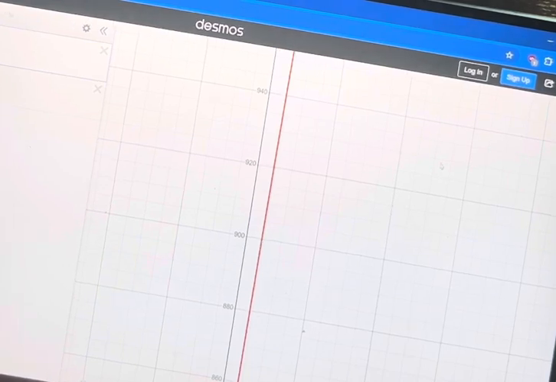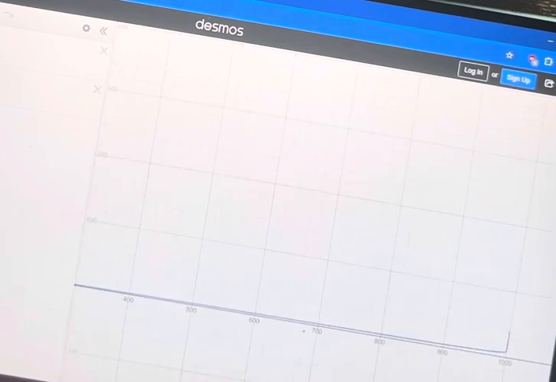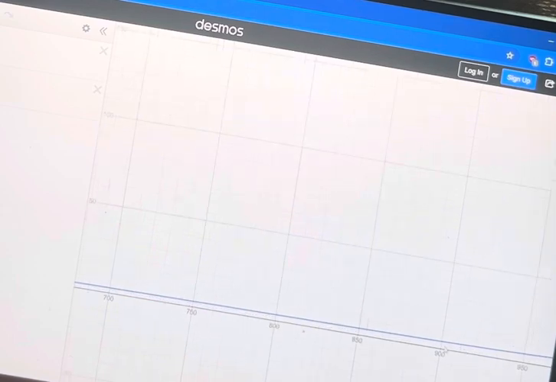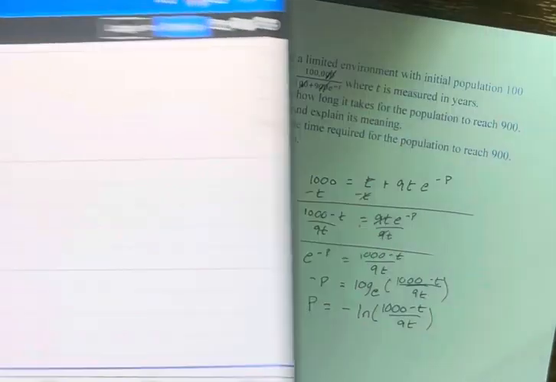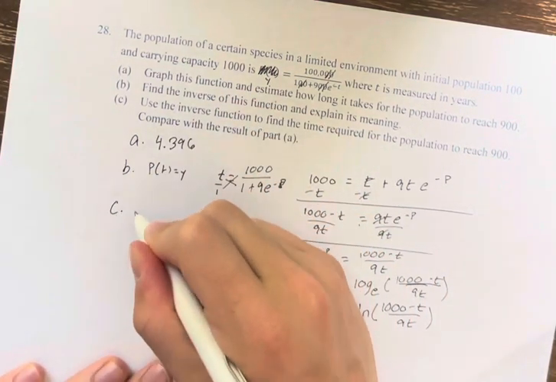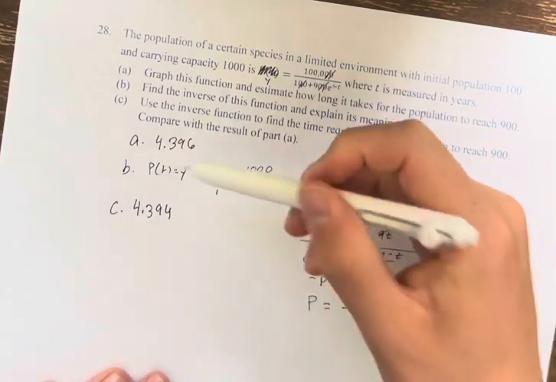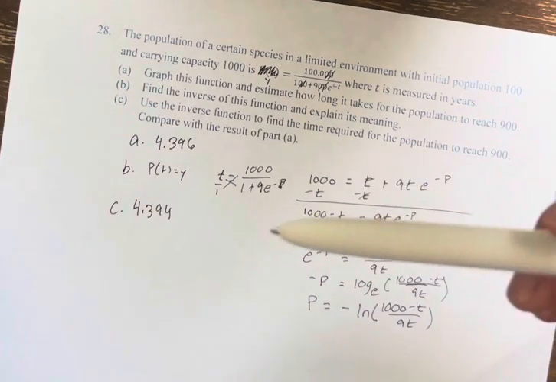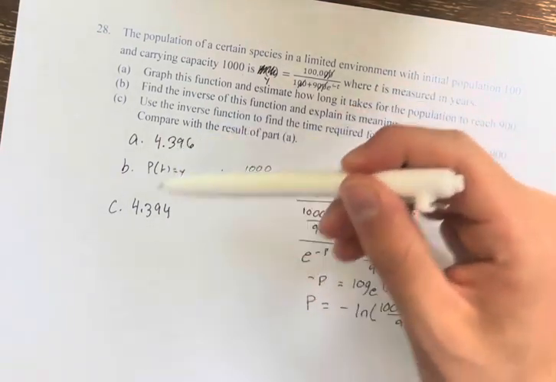Now, if we zoom out, we can see that on our inverse function in blue, our x value of 900 occurs at a certain y, which we can see is roughly 4.394. That's the same value we got in part A. Obviously, they're not exactly the same because I didn't zoom in fully, so there's a little bit of error in my measuring, but both methods result in the same value.